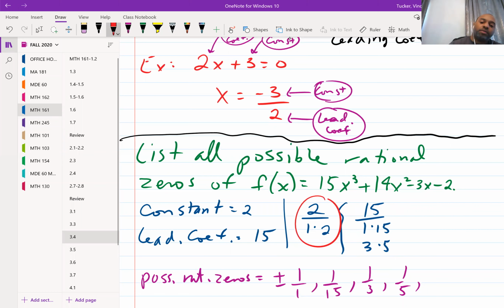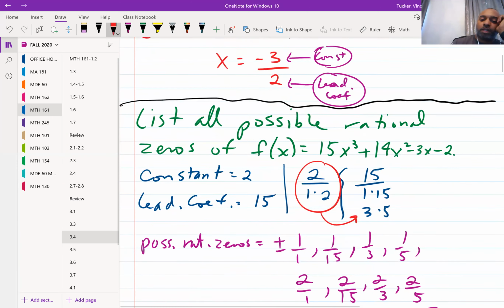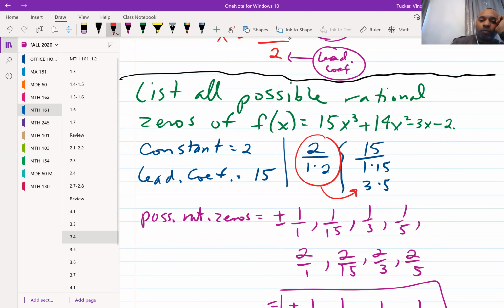Then we have the factors of 2. And so we're going to take the factors of 2 and place it over each one of the factors of 15. And that's what I did right here. You've got 1 over 1, 1 over 15, 1 over 3, 1 over 5. Then 2 over 1, 2 over 15, 2 over 3, and 2 over 5. And this plus or minus is attached to each one of those. I just put it in the front, but it goes to each one. So when you look at this, we have 1, 2, 3, 4, we have 8 specific numbers, but then if you apply the plus or minus, that means we have 16 possible rational zeros.